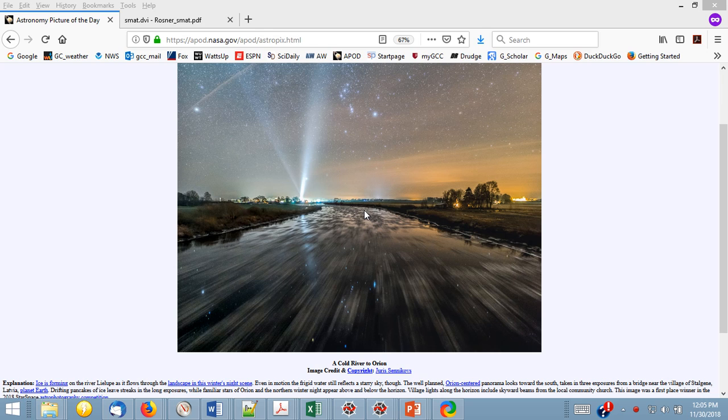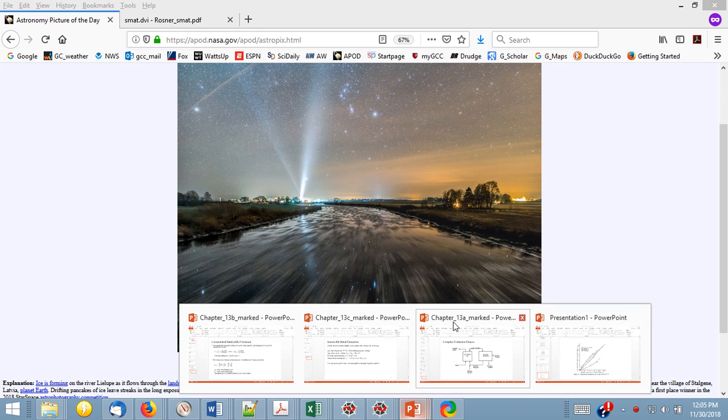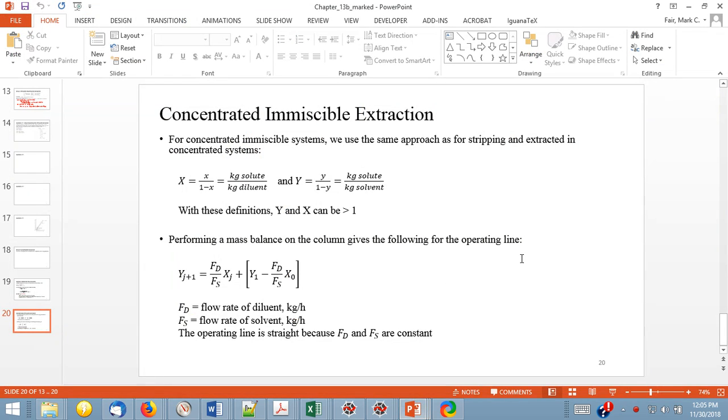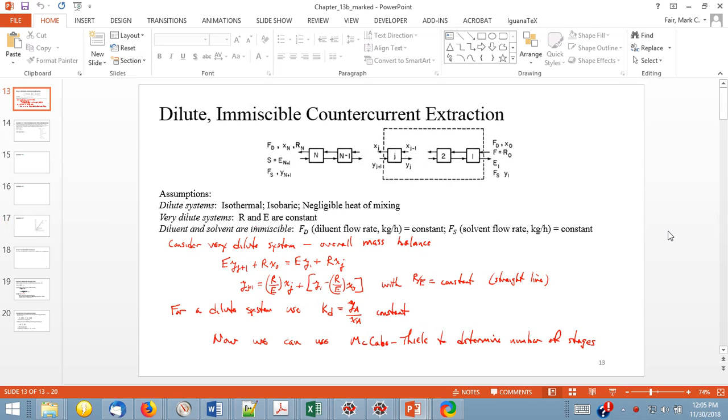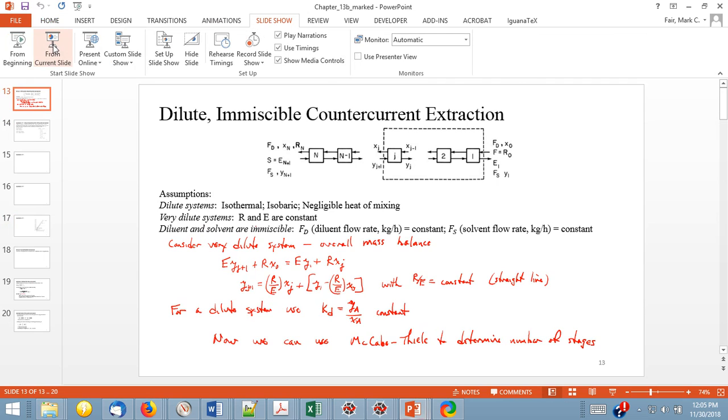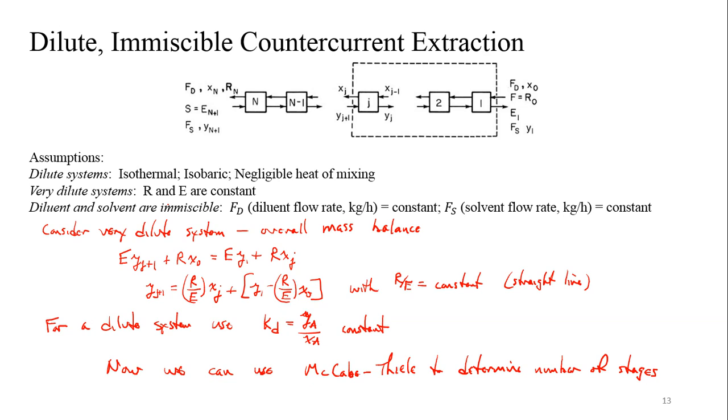All right, so let's pick up kind of where we left off last time. We were starting in on looking at more complicated liquid extraction problems. We left off starting to talk about dilute liquid extraction systems, and in fact we were going to restrict ourselves, at least initially, to very dilute systems.